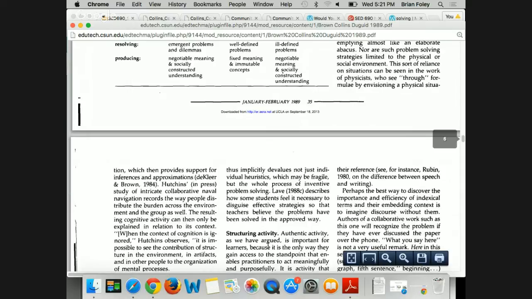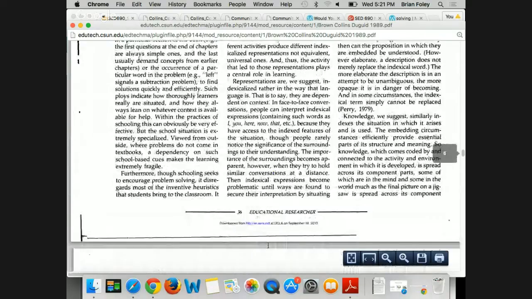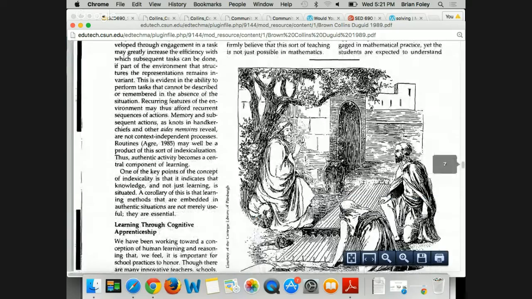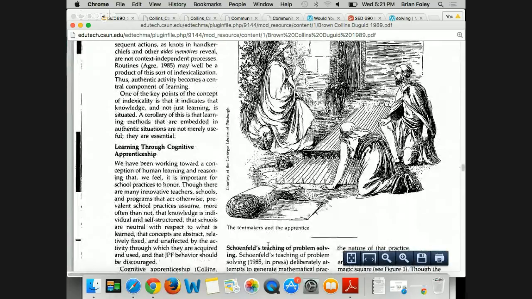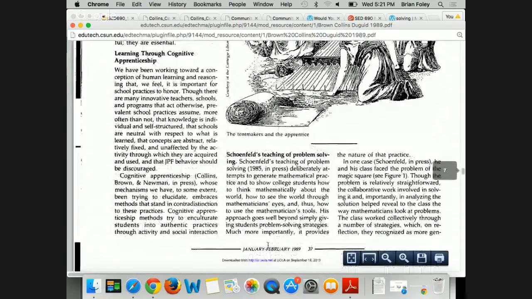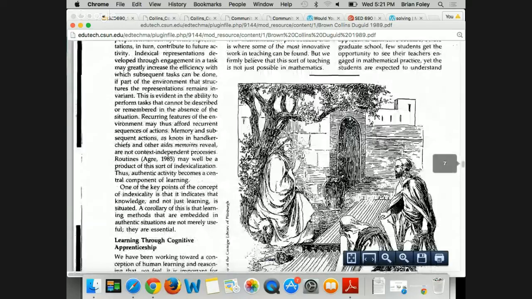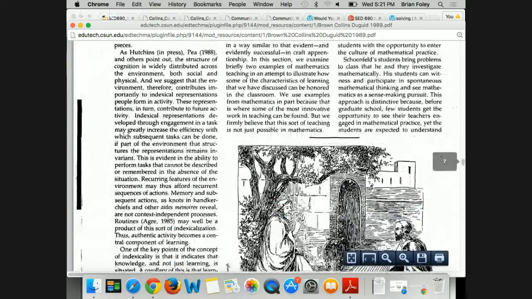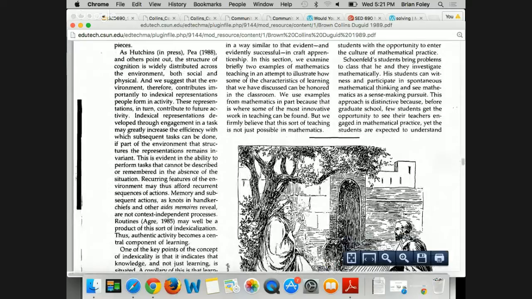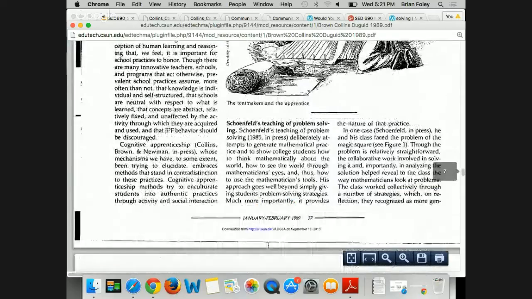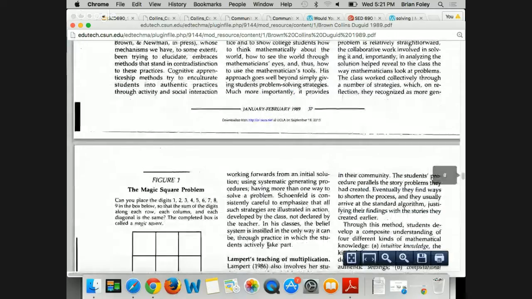Cool. I'm just trying to think if there's anything else we need to talk about here before we move on. Cool. I like this picture. So it takes them about halfway through the paper to actually get into talking about cognitive apprenticeship, and then they use those same examples.